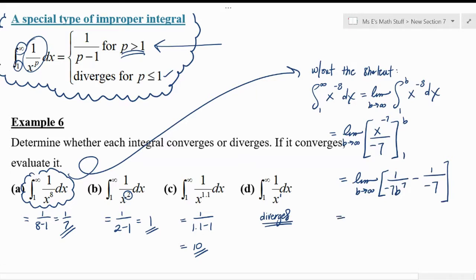Okay, so now let's see what happens. As b approaches infinity, what's going to happen here to this piece? This piece would approach 0, and then you'd be left with subtracting negative 1/7, which would leave you with positive 1/7. And so the rule, this 1 over p minus 1, makes sense because of the way the power rule works and how simple it is, and that's why the rule is so simple as well. So hopefully seeing one without the shortcut next to using the shortcut gives the rule a little bit more believability.